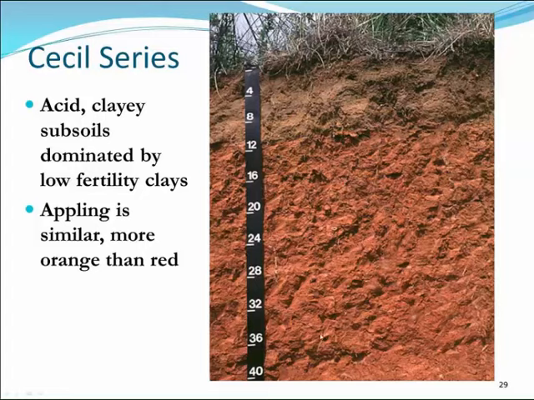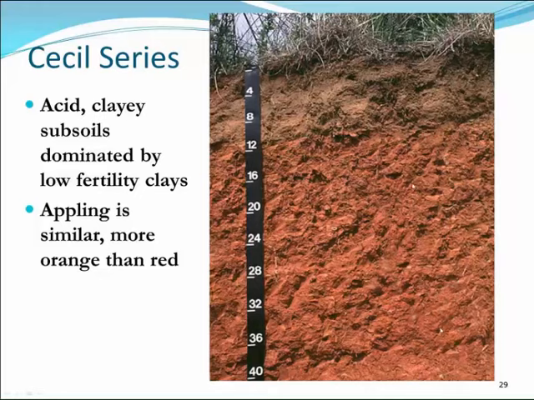Now, the Cecil is the most common series found throughout the Piedmont, but the Appling series is very similar. However, the Appling is a more orange color, and it probably is transported material, whereas the Cecil soil fairly well matches up with the bedrock underneath it.